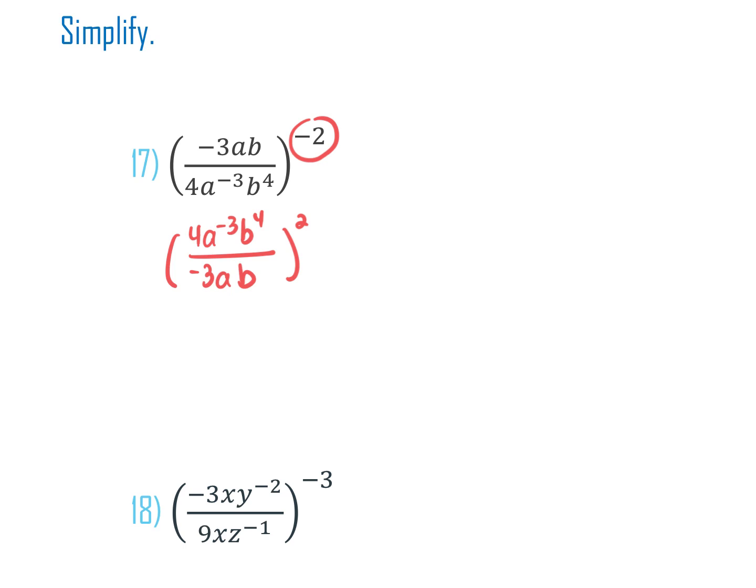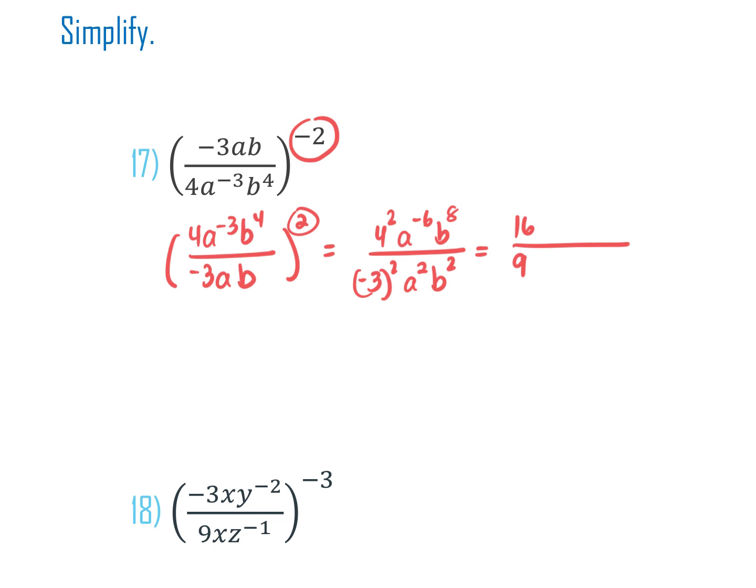Okay? At this point, some people like to simplify the inside of the parentheses first. Others like to just take everything to the power. I kind of like to take everything to the power, which means it's going to be 4 squared, a to the negative 6 power, b to the 8 power, and my denominator is going to be negative 3 squared, a squared, and b squared. Now that I did this, I can work with my numbers a little bit. I've got 4 squared is 16, negative 3 squared is 9.